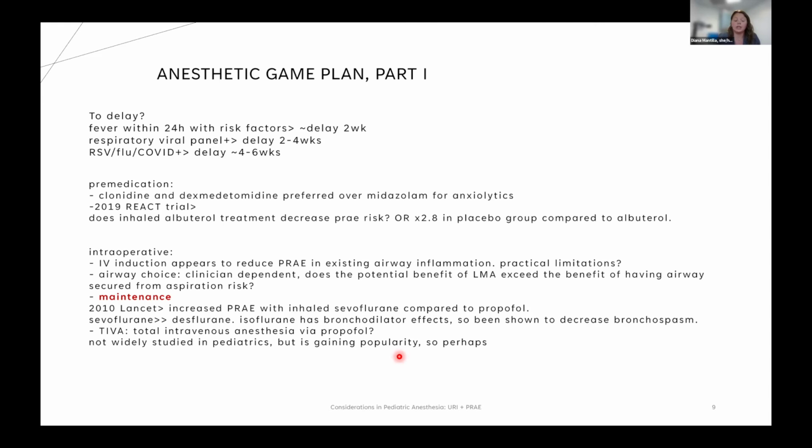But in addition, they noticed that sevoflurane, which is usually the most common pediatric inhaled gas, is better for less reactivity than desflurane. It makes sense. Desflurane is usually more irritant. It's more pungent. It's more gross, as kids call it, than sevoflurane. So it's usually less used. But interestingly enough as well, isoflurane has bronchodilator effects in addition to the anesthetic. So it's shown to decrease bronchospasm.